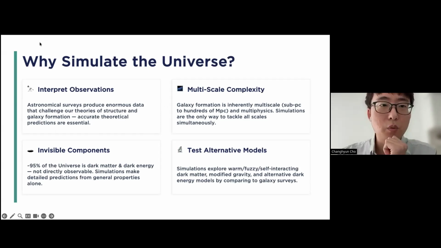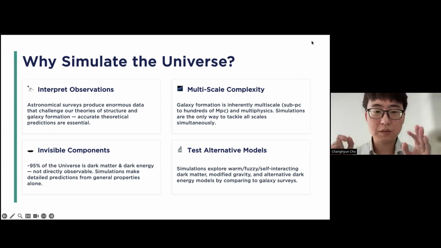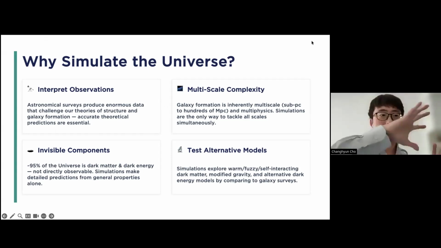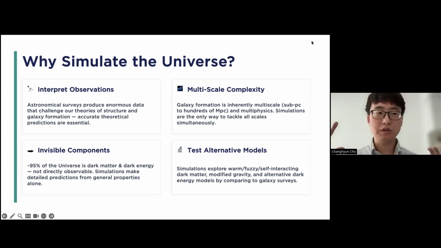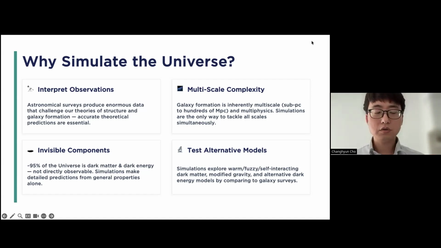So why are we using simulations and why do we simulate the universe? Because we want to interpret the observations. Using observations, we get lots of data and we want to understand how they work and how those kinds of structure form. To do that, we have our physics models like galaxy formation or dust creation and all those kinds of things. We just want to know how they are formed.